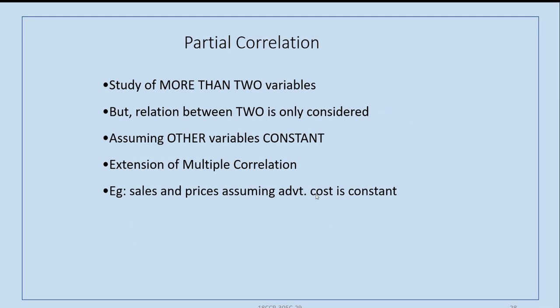Partial correlation, as I said, is where only some correlation is considered. It is a study of more than two variables, but the relation between two is considered, assuming other variables constant. Constant means remaining the same. If the other things remain the same and the crop is increasing, then we can say the crop is increased because of that reason, right?